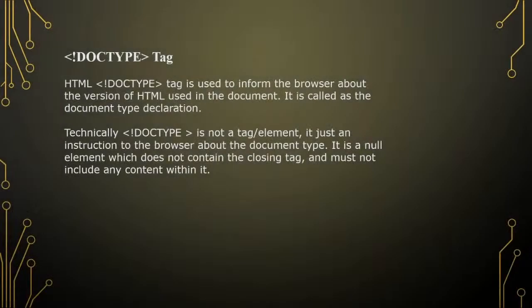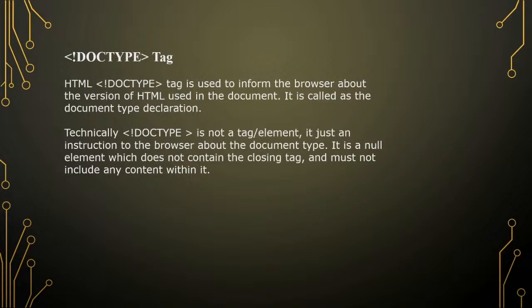To start with HTML, we have to assign the Doctype tag at the top, that is a declaration. The HTML Doctype tag is used to inform the browser about the version of HTML used in the document. It is called the document type declaration. It is not a tag or an element. It is just an instruction to the browser about the document type.